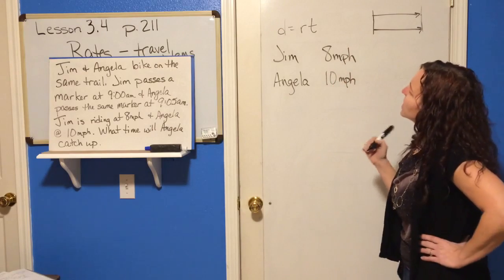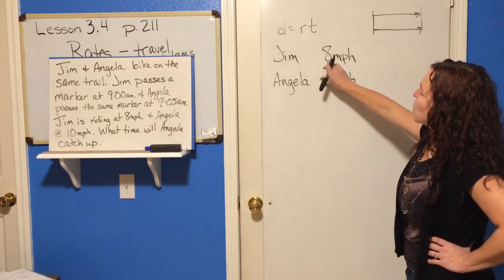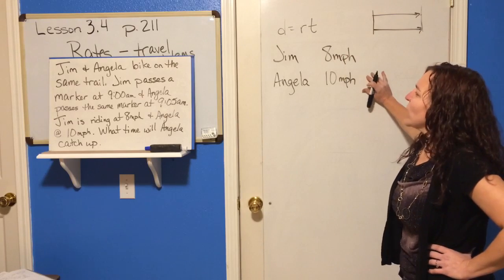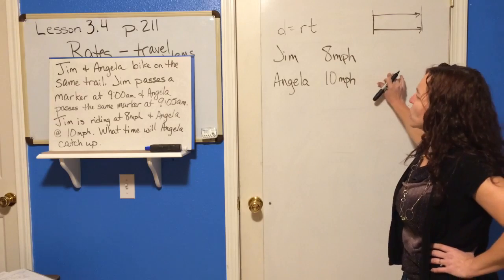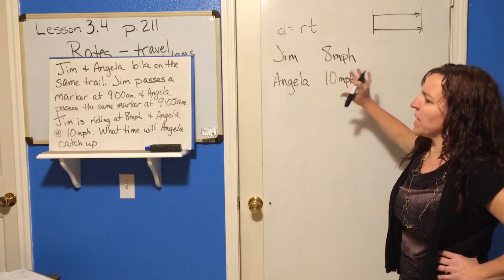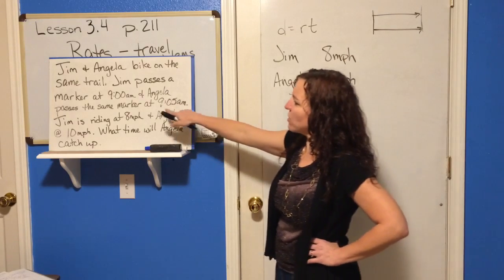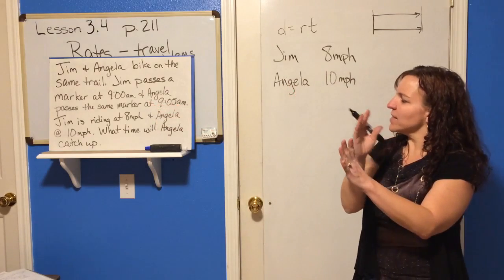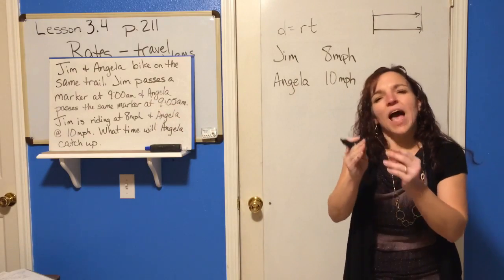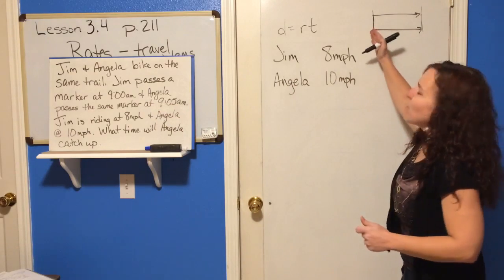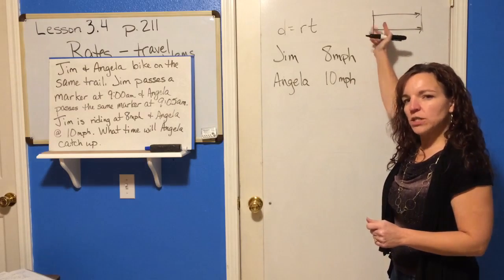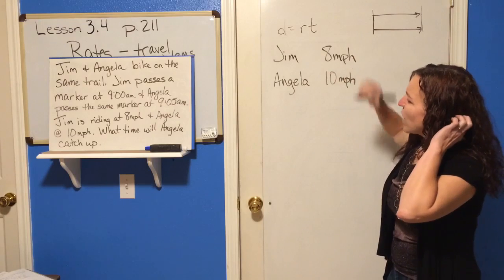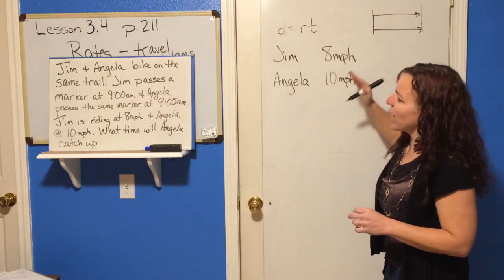So now we need distance equals rate times time. So rate is 8 and 10. So we've got the rate. We need the time. The time that they're going to travel is going to be determined by, oh, check it out. Jim passes the marker at 9 and Angela passes the same marker at 9:05. So the time starts when Angela passes that marker. Jim's got a head start, but Angela's starting right at the 9:05 mark.